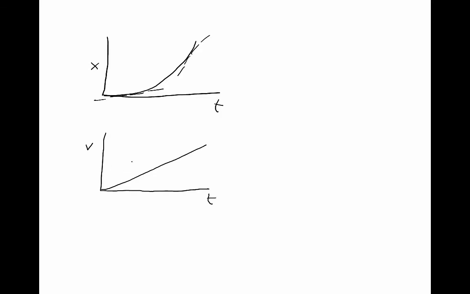Now acceleration is the slope of velocity. So what does our acceleration look like in this case? Alright, so the slope of velocity is just a straight line, so the slope of velocity as a function of time is not increasing. So acceleration, the derivative, is just a constant. And it's a positive slope, so we just have some line above zero.